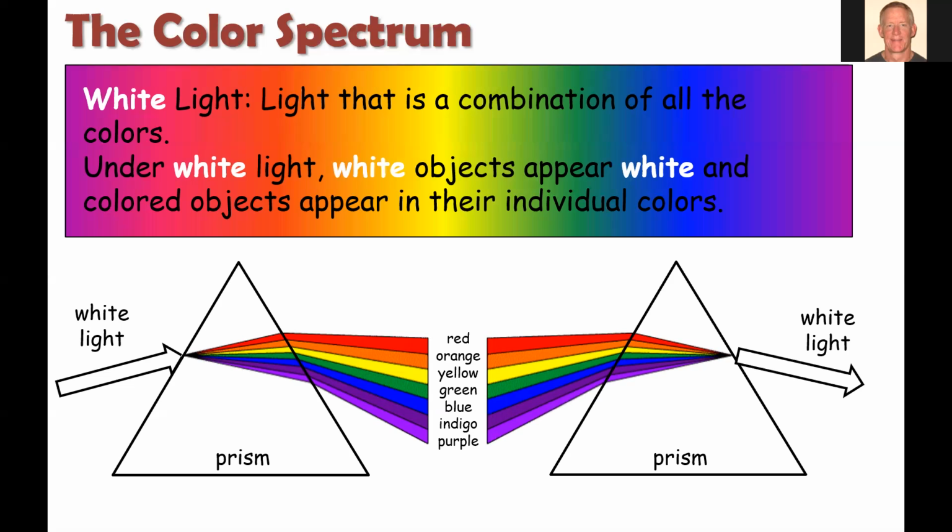So the key takeaway here is that white light is made up of all colors. Darkness, or black, if you want to think of that, is the absence of any colors.